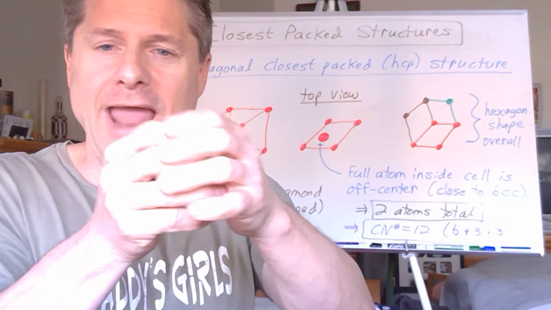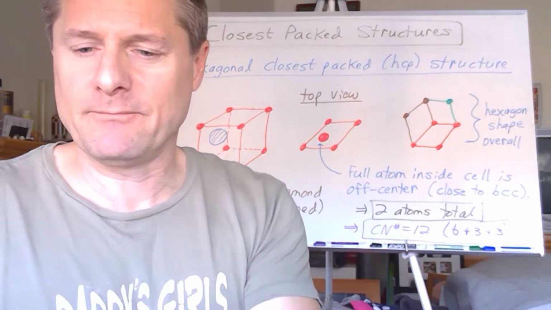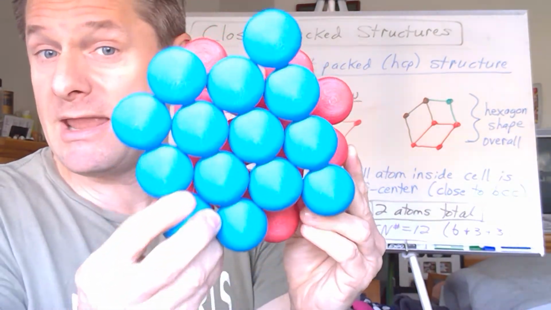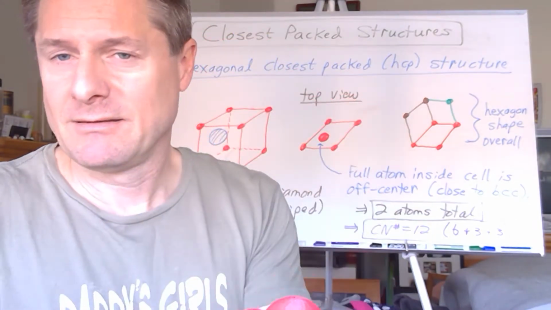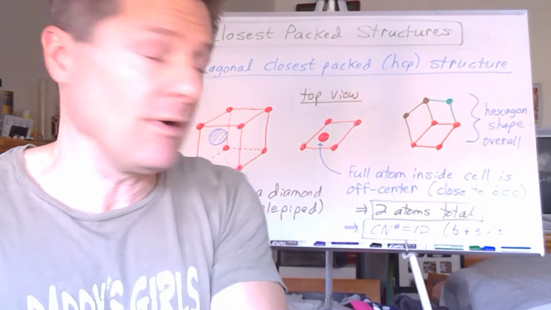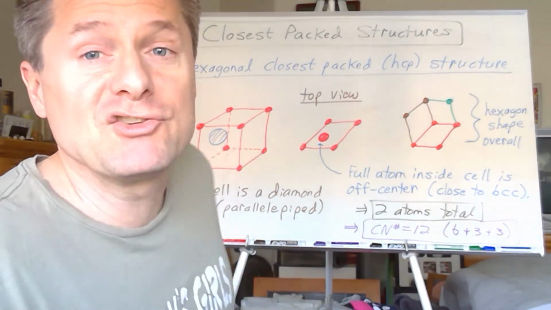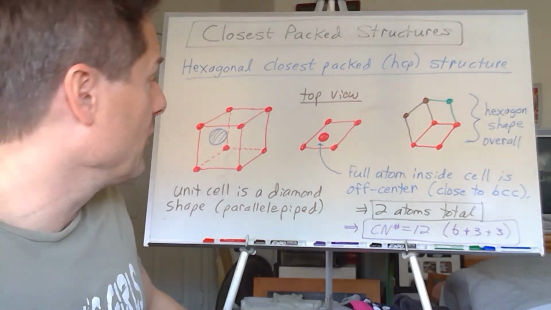So you've got an atom with 6 around it. You've got 3 nestled above it, and 3 nestled below it, for a total of 6 plus 3 plus 3 is 12. It has a coordination number of 12, just like the face-centered cubic.